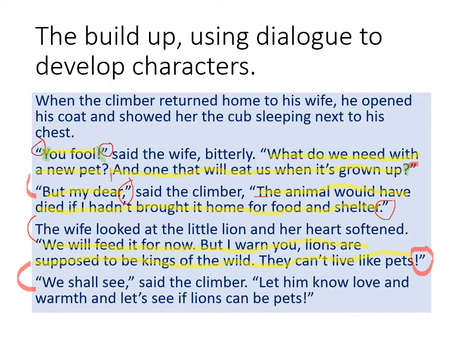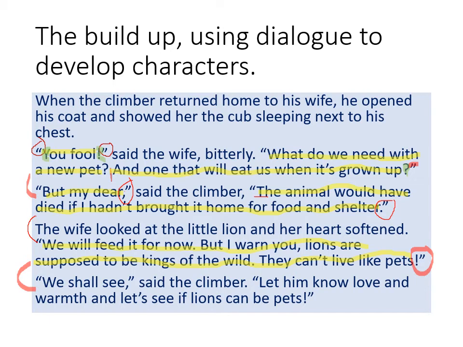Would you agree? He's obviously very soppy about this cute little lion. The wife's a bit more practical. The first thing she thinks about is the fact that when the lion grows up, it might eat them because it's a wild animal. We've got the beginnings of the argument here, and that's really important for our story, because without that we don't really get any build-up. If everyone agrees, there is no story, so we have to have this disagreement.